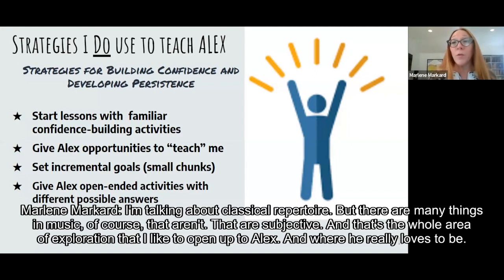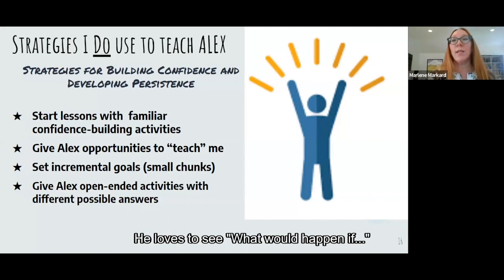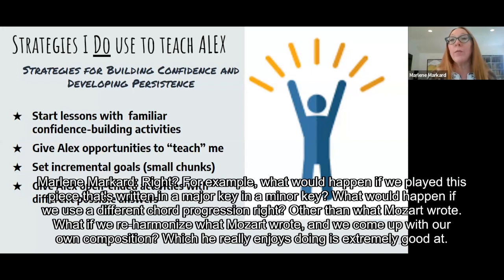But there are many things in music, of course, that are subjective. And that's the whole area of exploration that I like to open up to Alex, and where he really loves to be. He loves to see what would happen if, right? For example, what would happen if we played this piece that's written in a major key in a minor key? What would happen if we used a different chord progression, right? Other than what Mozart wrote, what if we reharmonized what Mozart wrote and we come up with our own composition, which he really enjoys doing and is extremely good at.